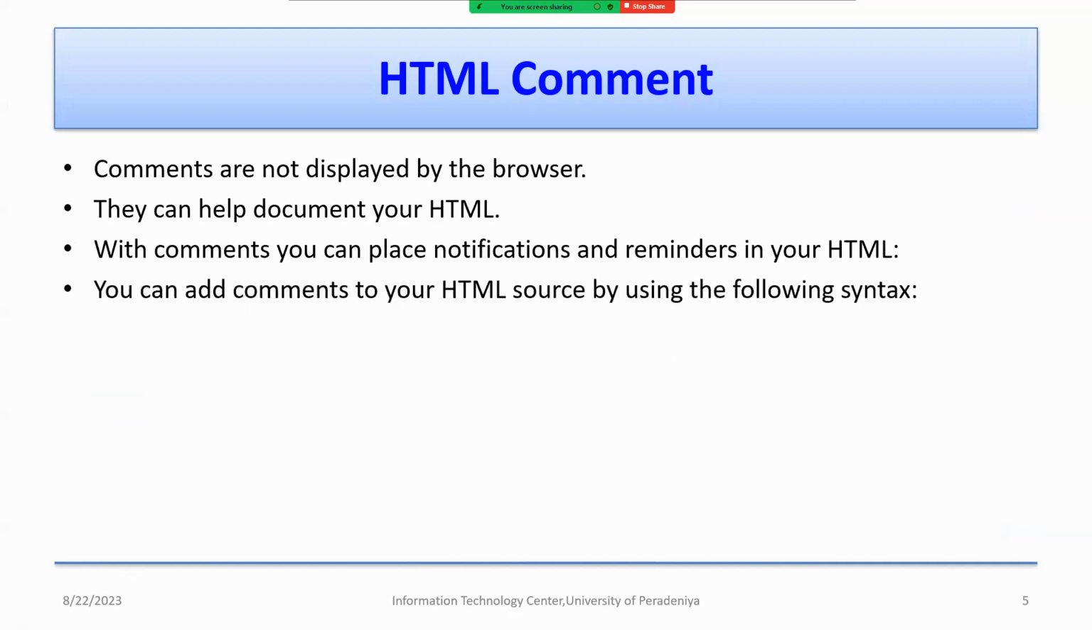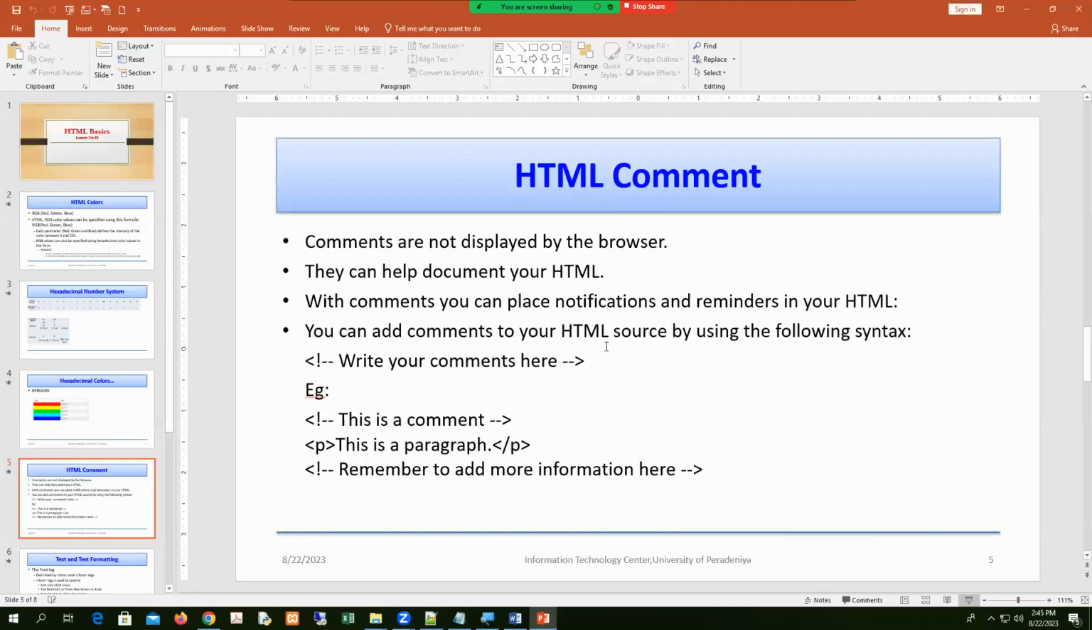We can add comments to our source code by using the following syntax. So this is the syntax: the angle bracket and exclamation, then two dashes, and you put your comment, and then two dashes and close the bracket. Likewise, we can put the comment.